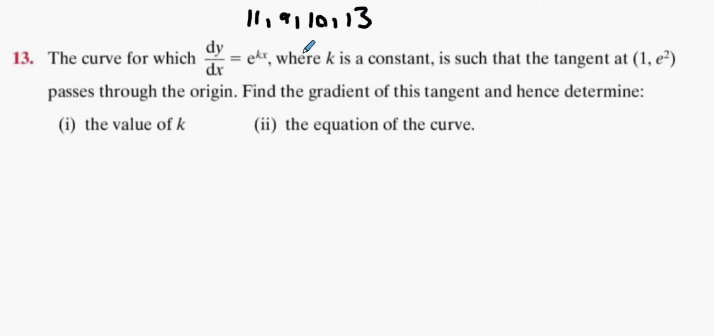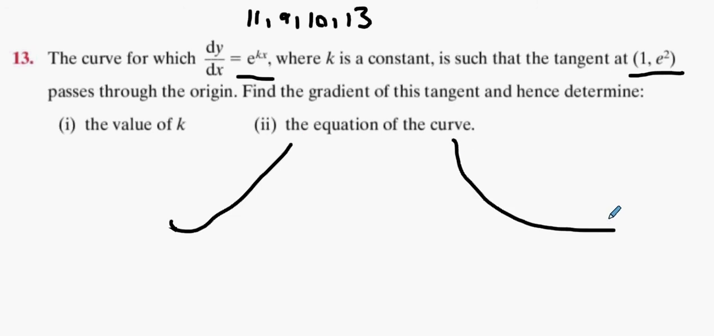Okay, here's a curve. K is a constant and it has a tangent. So it's an exponential curve. It might be going this way, it might be going that way, I don't know. But what I do know is that it has a tangent at the point (1, e squared).